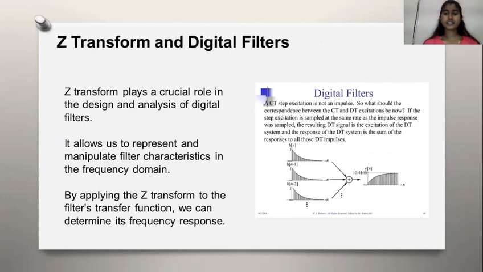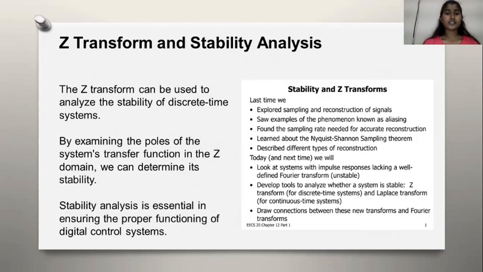Digital filters. A CT step excitation is not an impulse. So, what should the correspondence between the CT and DT excitations be now? If the step excitation is sampled at the same rate as the impulse response is sampled, the resulting DT signal is the excitation of the DT system, and the response of the DT system is the sum of responses to all those DT impulses.